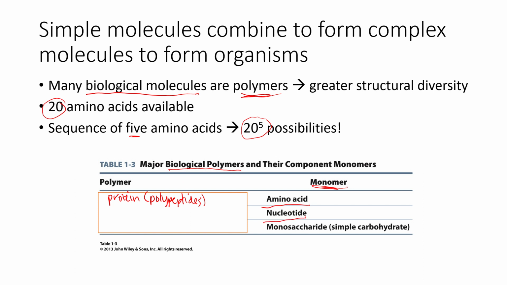Nucleotides are another monomer. Nucleotides come together to form nucleic acids, which you might also be familiar with as DNA and RNA. Those are also perhaps called polynucleotides, if you want to talk about just a string of nucleotides. And finally, we have the monosaccharide, or the simple carbohydrate. When these combine together into polymers, monosaccharides become polysaccharides, or complex carbohydrates.